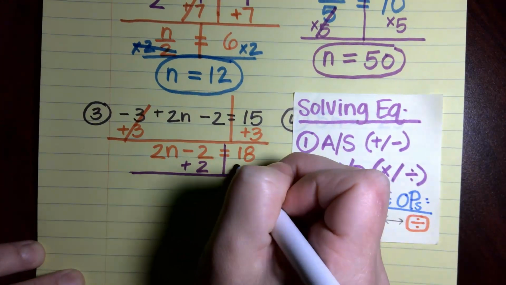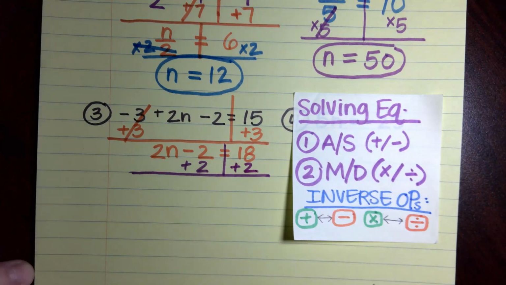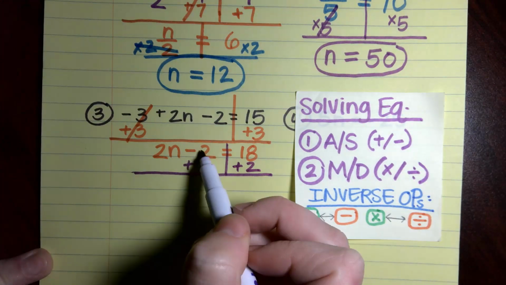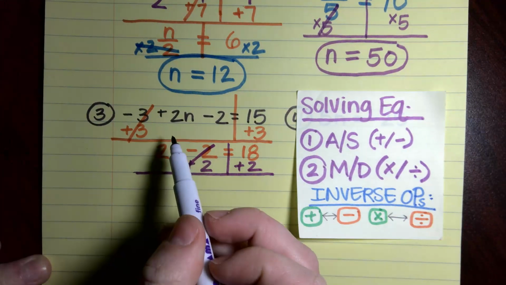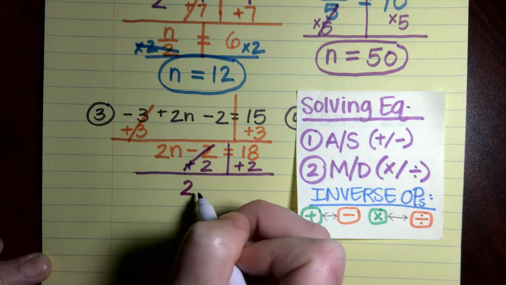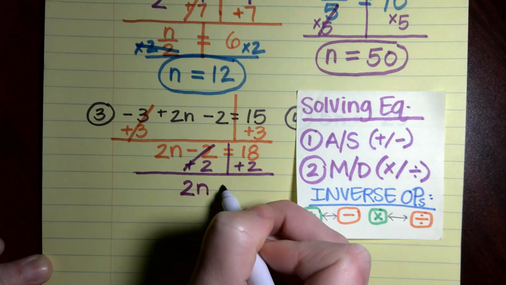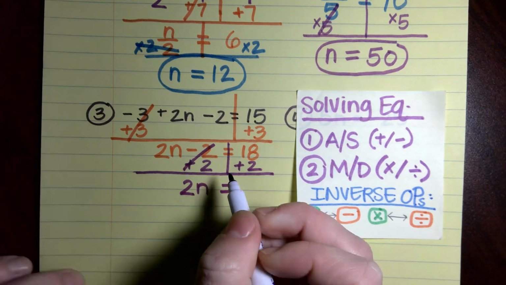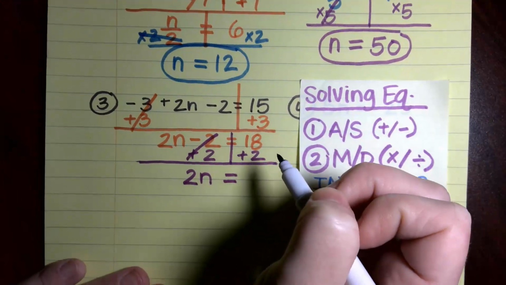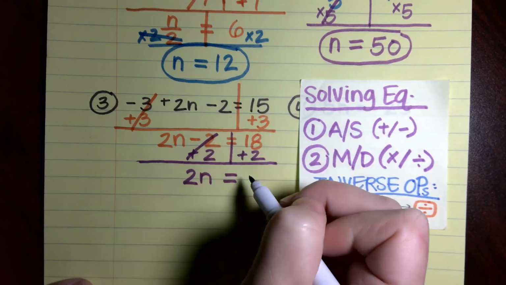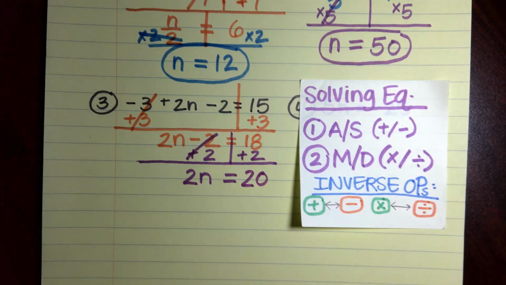Under the 18. Perfect. So my 2's are going to cancel, and that leaves me with 2 times n on this side of the equation. And I've got my equal sign, and what is 18 plus 2? 20. All right. Am I done? No. I still have more to do, guys.